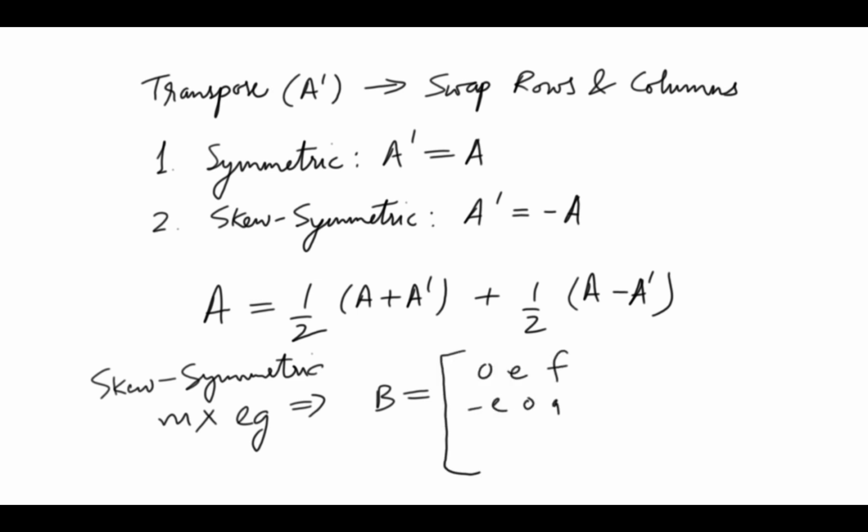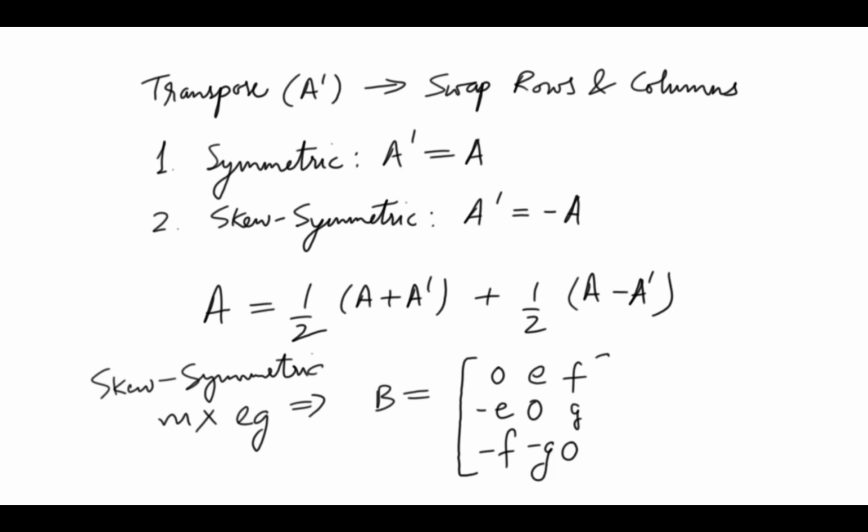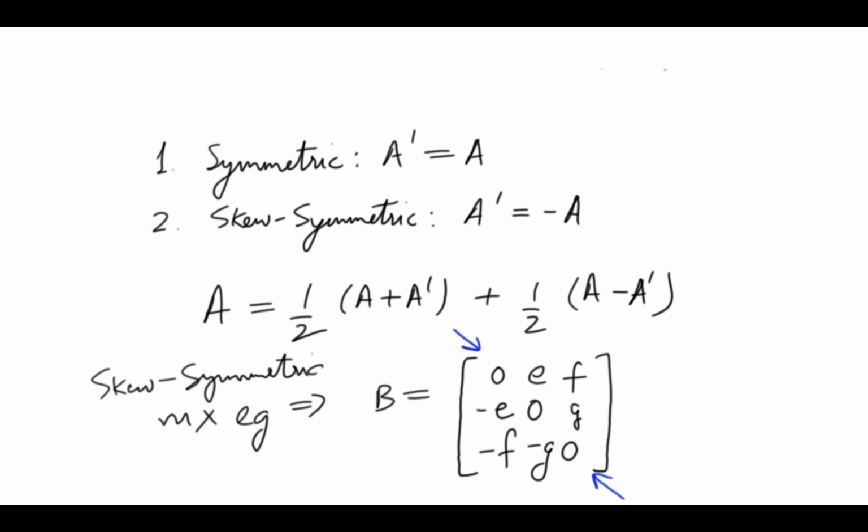So in exam, it's a very favorite trick that proves that any square matrix can be split into the sum of symmetric and skew-symmetric matrix. So this is the formula: A equals half A plus A dash plus half A minus A dash. And you can see the diagonal element is 0 in a skew-symmetric matrix.